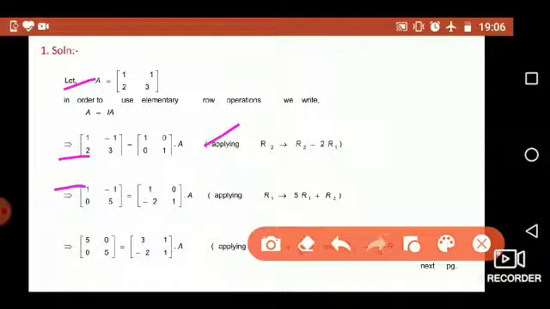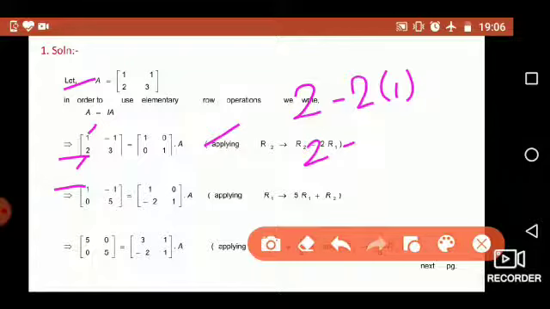R2 changes to R2. Our first element of the R2 is 2. According to the row operation, minus 2 times the corresponding elements of the first row, which is 1. Therefore, here we get 2 minus 2 is equal to 0. Therefore, in the next matrix, we have the second row first element is 0.